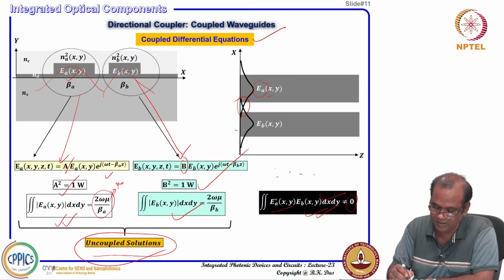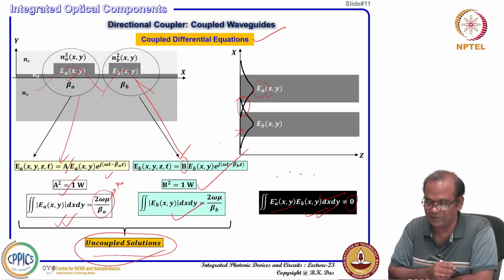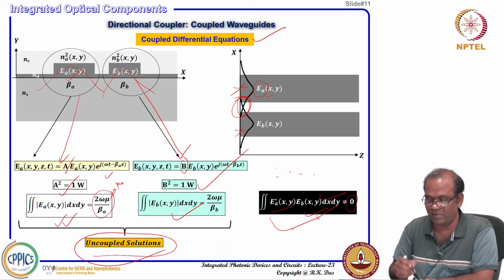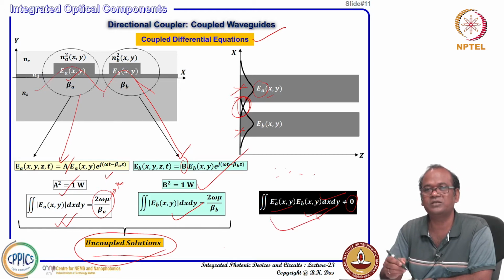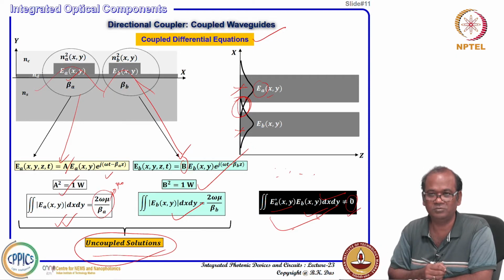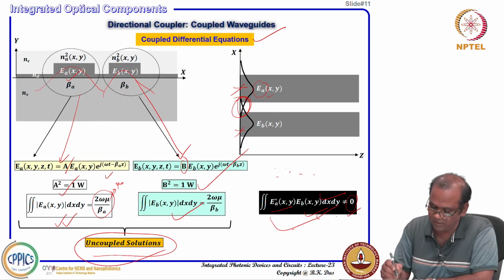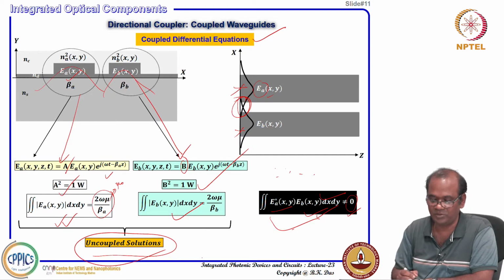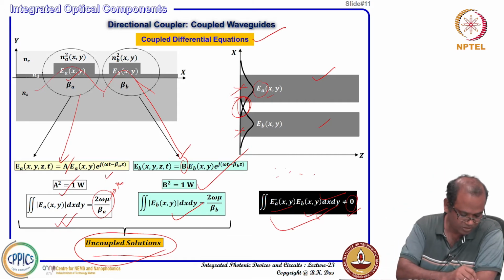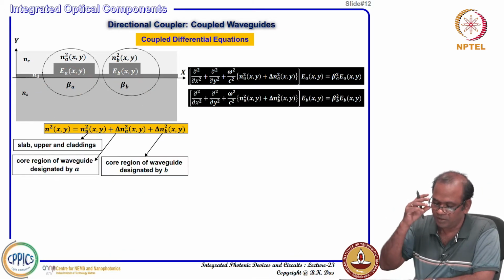So, both are present. Here we can say that field A is absent, here field B is absent, but in this region both are present. So, if you integrate x from minus infinity to plus infinity, y from minus infinity to plus infinity, you will get non-zero values. If you get a non-zero value of this type, then you can say that these two waveguides are coupled. So, for that, let us try.